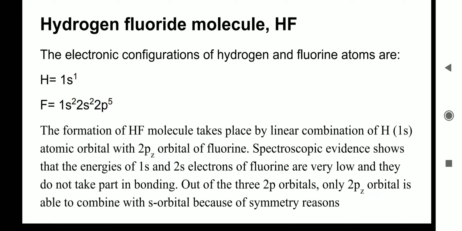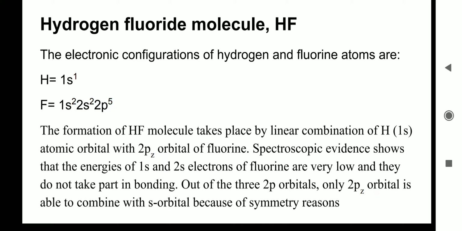Now, for the formation of the HF molecule, the 1s orbital of hydrogen overlaps with the 2pz orbital of fluorine, and the rest of the atomic orbitals of fluorine are not at all participating in the bond formation. 1s2 and 2s2 of fluorine are deeply seated in the molecule, and hence they just behave as atomic orbitals.